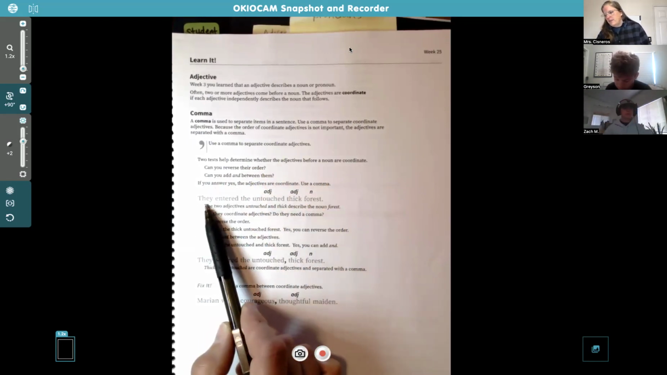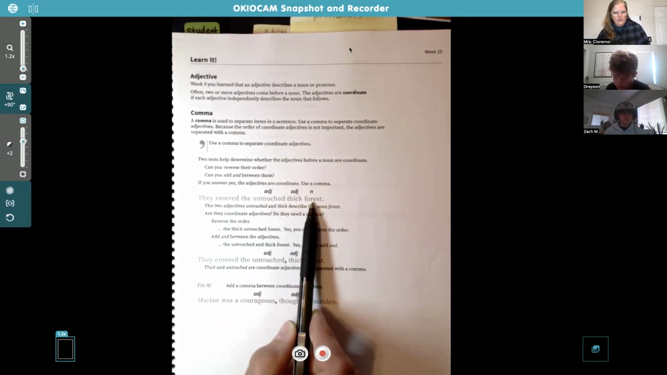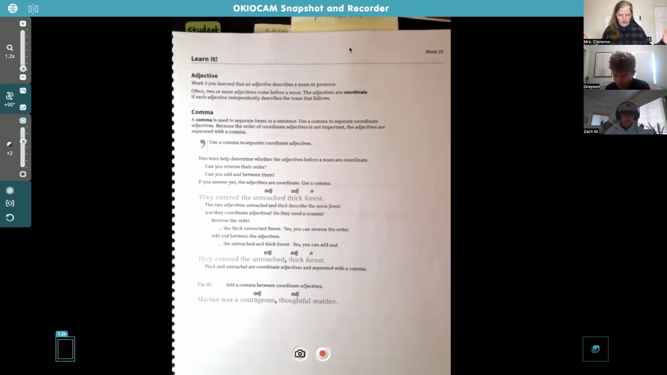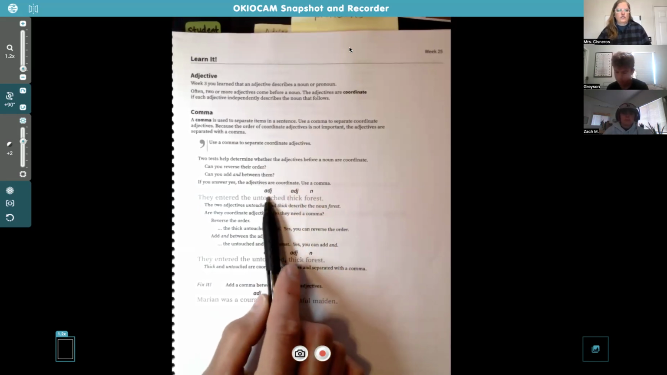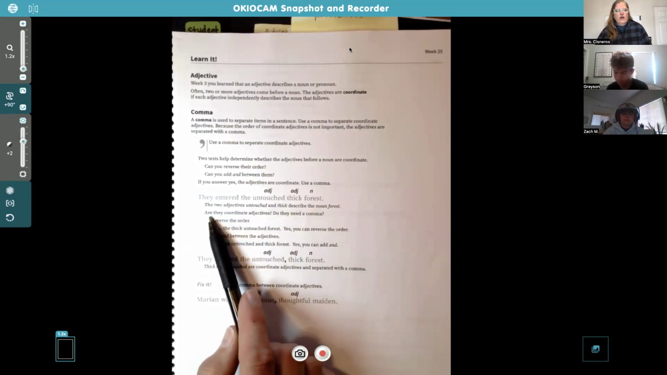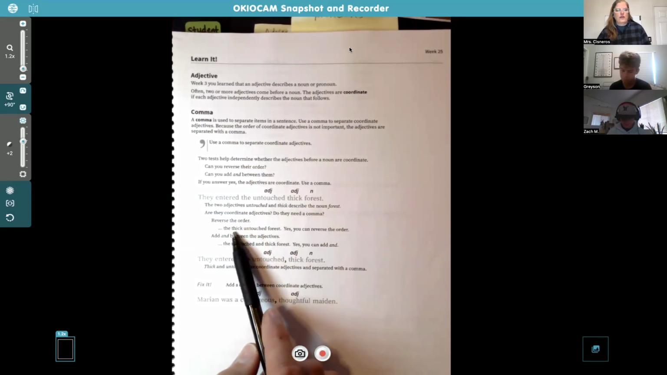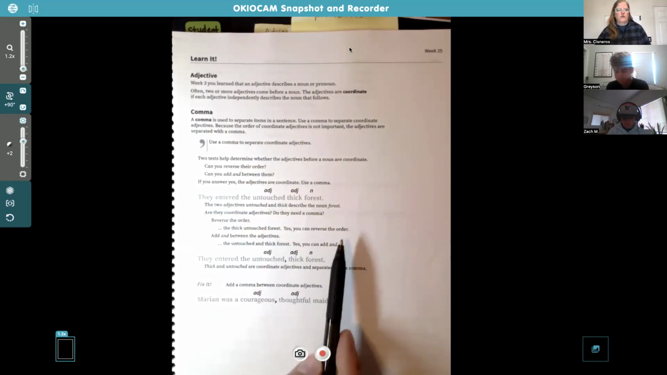So here's your example. They entered the untouched, thick forest. So untouched is describing the forest and thick is describing the forest, and they're describing it separately. So it can be an untouched forest, thick forest. So the test says, can we reverse those two? It says here, are they coordinate adjectives? Do they need a comma? So reverse the order. The thick, untouched forest. Yeah, you can say that. It still sounds okay. The thick, untouched forest. Yes, you can reverse the order.